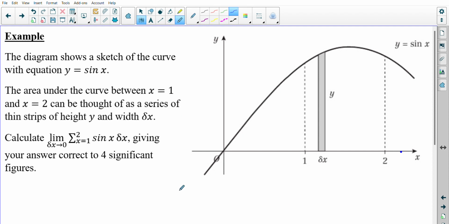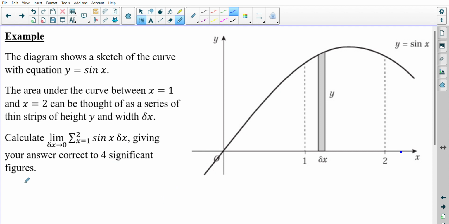So let's have a read of the first example. The diagram shows a sketch of the curve with equation y equals sine x. The area under the curve between x is 1 and x is 2 can be thought of as a series of thin strips of height y and width delta x. Calculate this, giving your answer correct to 4 significant figures.